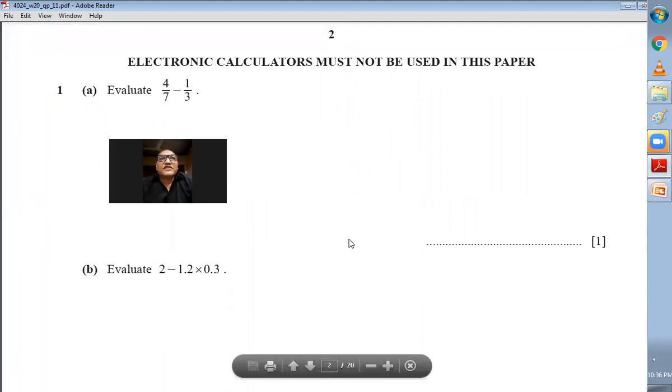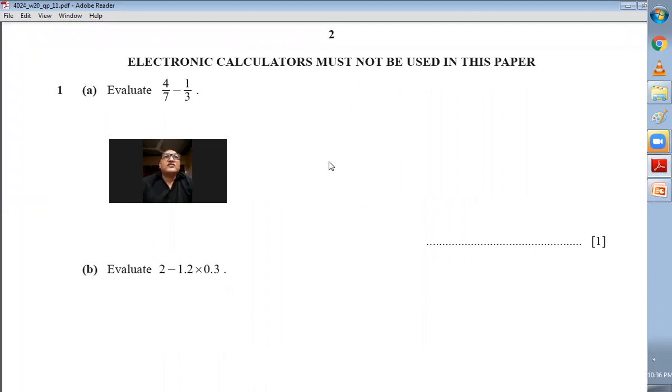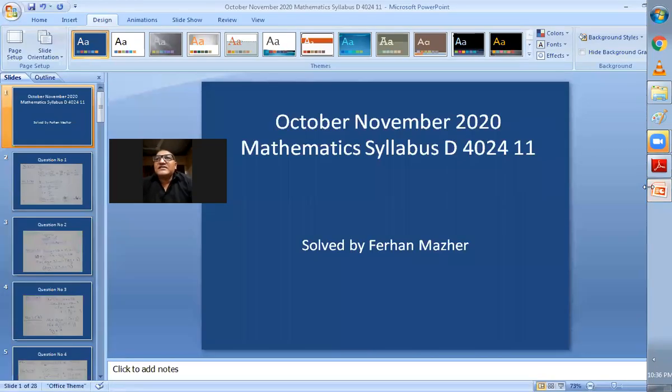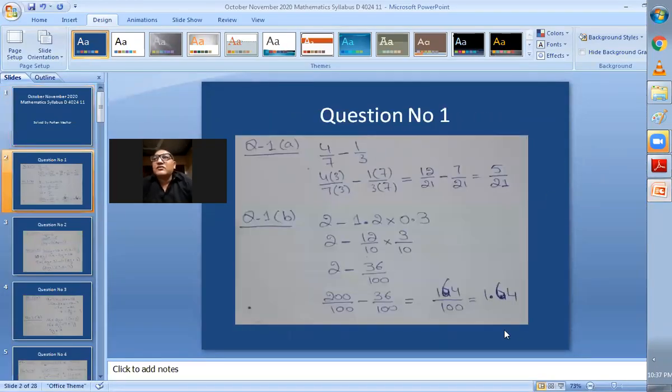The first question coming on your screen is evaluate 4/7 minus 1/3. So very simple question. We have to subtract. These are two fractions, and the methodology is we need to make the denominator the same. So let me show you how I have done this, and here we go.